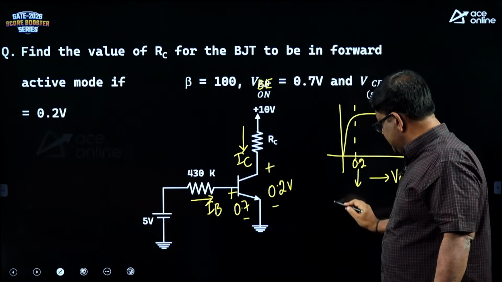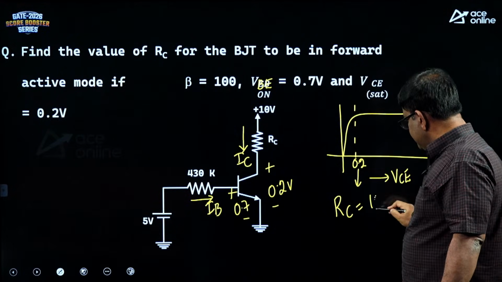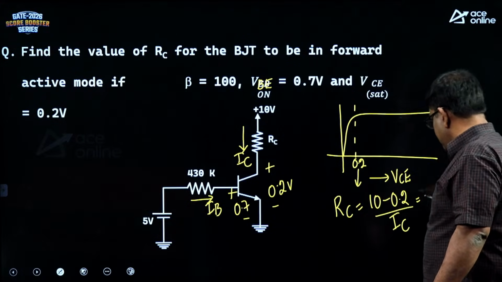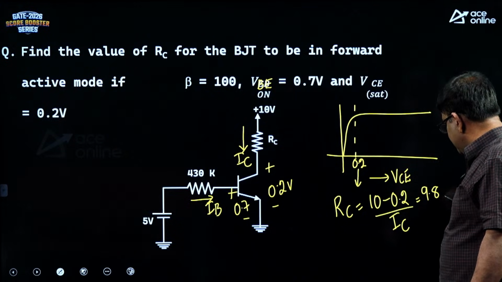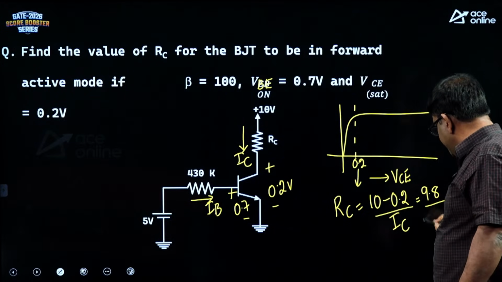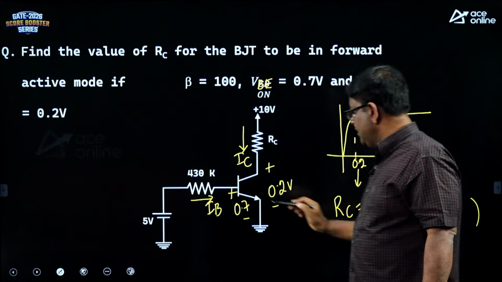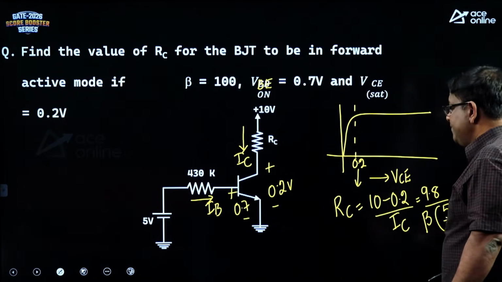RC is directly equal to 10 minus 0.2 by IC. This is the answer. So, 10 minus 0.2 is going to be 9.8 by IC, and IC is beta times IB. What is IB? 5 minus 0.7 by 430K.